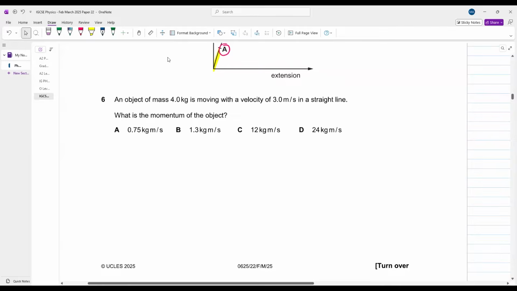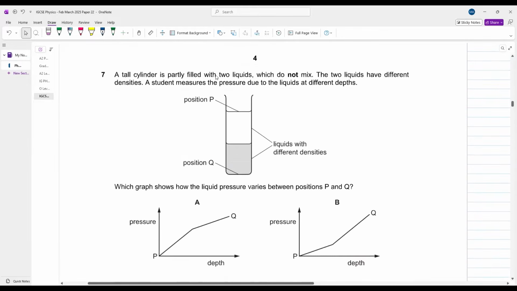सिंपल. आगे बढ़ते हैं. An object has a mass of 4 kg and is moving with a velocity of 3. What is the momentum of the object? Momentum of the object इस तरह निकालेंगे, mass into velocity. मास क्या है 4, वेलोसिटी क्या है बेटा 3. योर मोमेंटम कम्स आउट टू बी 12 kg meter per second. C is your answer. सिंपल. अब आ जाओ यहाँ पे.